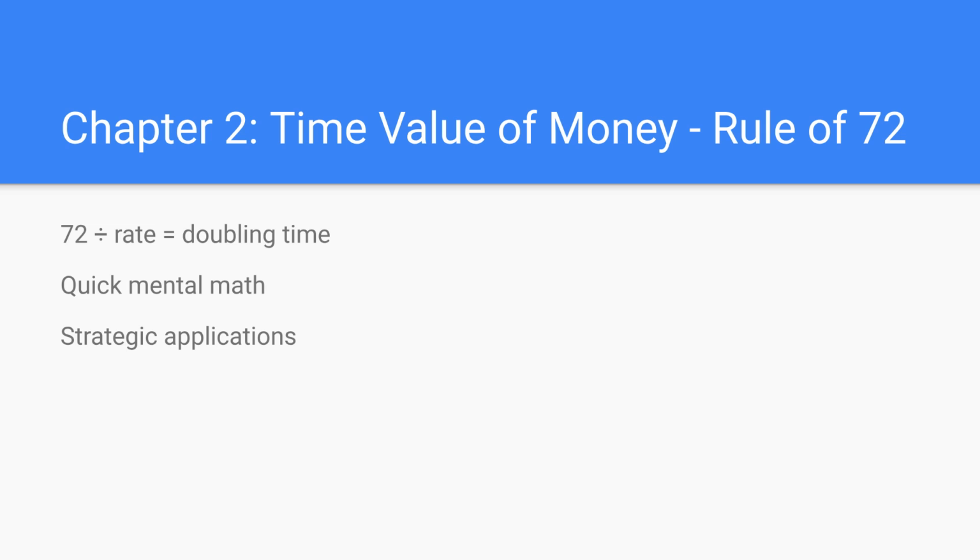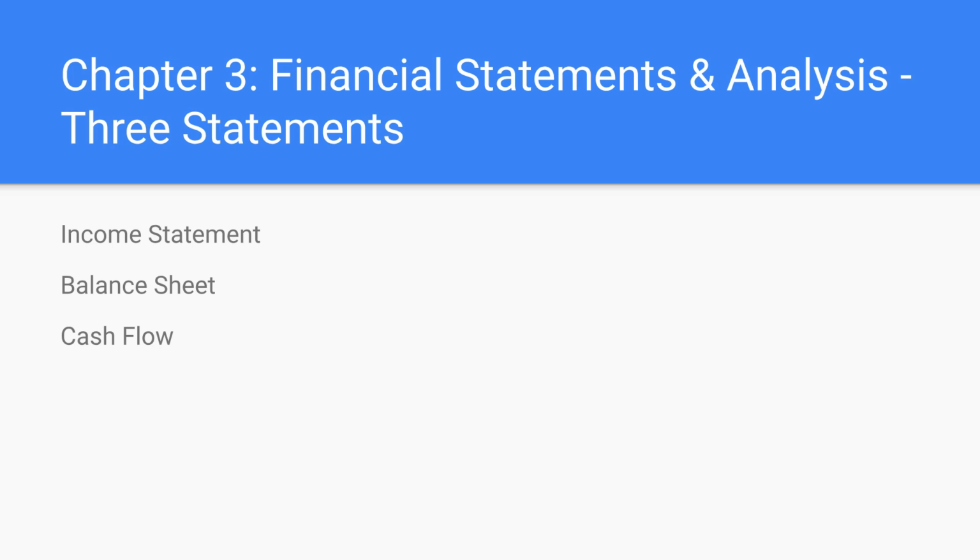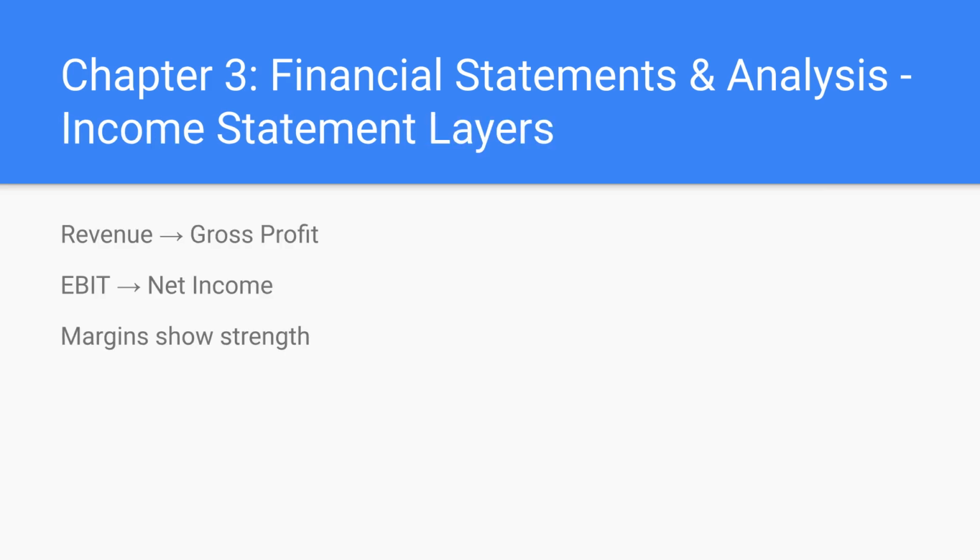This has strategic applications. Chapter 3 focuses on financial statements. There are 3 key statements: the income statement, the balance sheet, and the cash flow statement. The income statement shows layers, from revenue to gross profit, and then down to net income. Margins across these layers indicate a company's financial strength.